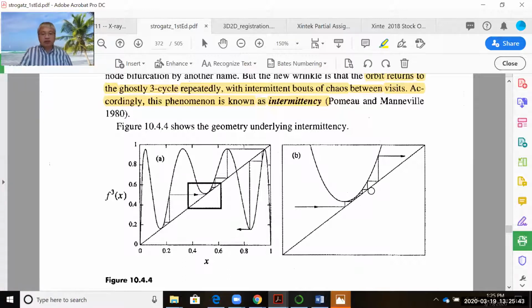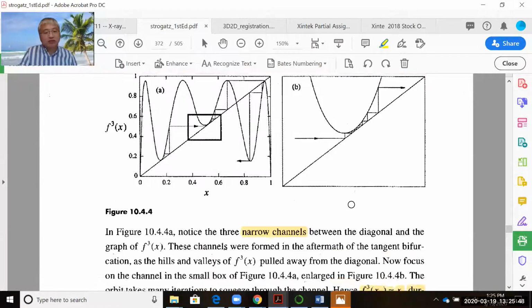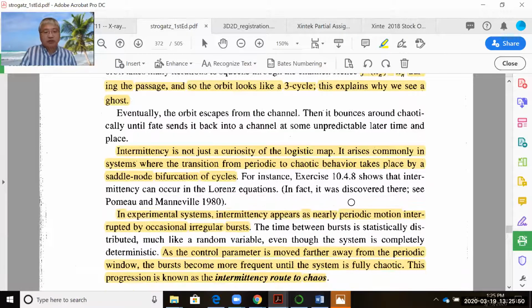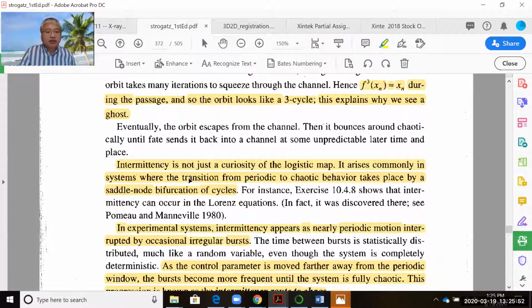It looks periodic, but it's not quite, because this actually did not intersect. So those are the intermittency regime. Intermittency is not just a curiosity of the logistic map. It arises commonly in systems where the transition from periodic to chaotic behavior takes place by saddle node bifurcation. So the bifurcation we saw so far is a saddle node bifurcation. You keep bifurcating, and they go to chaotic behavior.